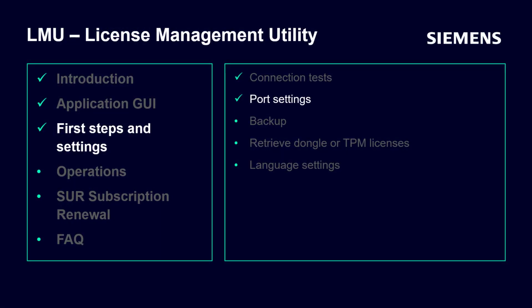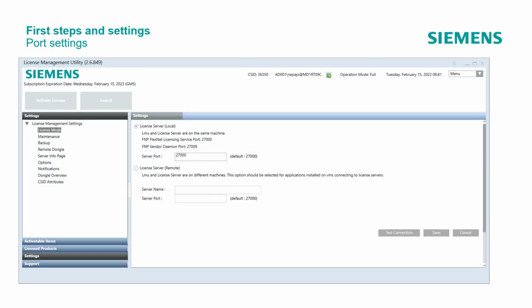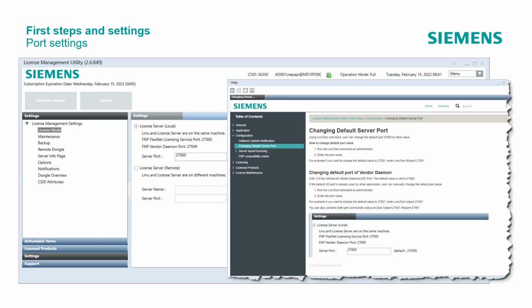Where can I verify the port settings? One failure reason could be that the default port number 27000 in the topic license mode is closed and thus needs to be opened. Another reason could be that this default port number is already used by another application and therefore needs to be changed manually. In this case, please follow the instructions in the help documentation in section Changing Default Port of License Server.